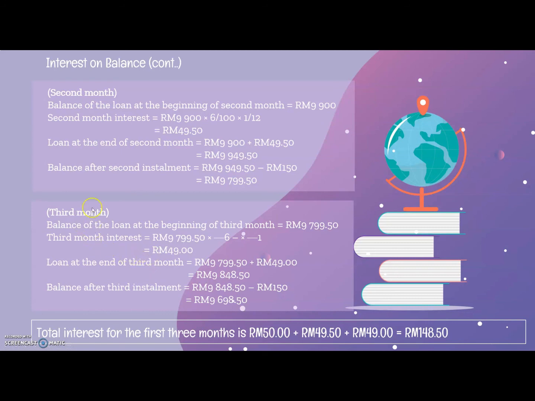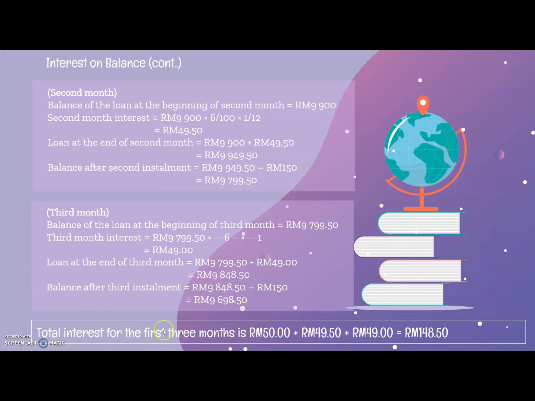the third month interest is calculated the same way as the first and second month interest. You have to calculate the third month interest, and then add it to the balance to get the loan at the end of the third month, which is 9,848 ringgit and 50 cents. So the total balance after the third month installment is 9,698 ringgit and 50 cents.